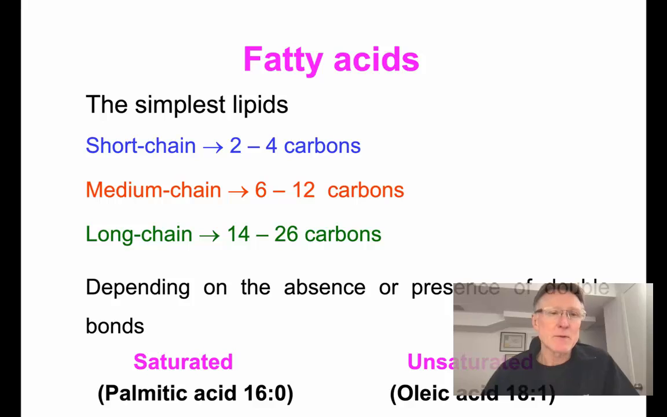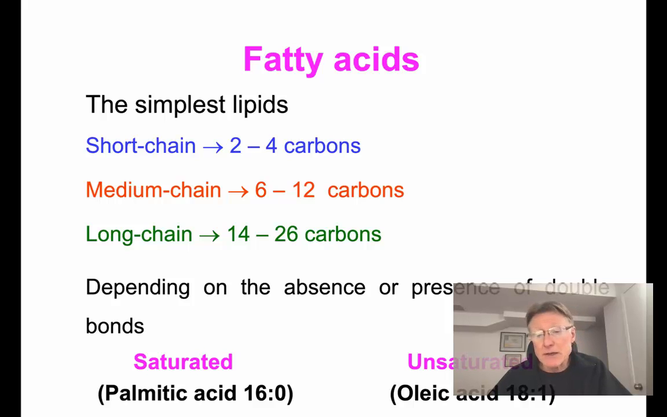So fatty acids, which are the simplest lipids, can be classified according to the length of their chain. For instance, we have short chain that contains 2 to 4 carbons, medium chain contains 6 to 12 carbons, and long chain 14 to 26 carbons. Now, depending on the absence or presence of double bonds, they can be classified as saturated or unsaturated. An example of saturated is palmitic acid, and the notation for it is 16-0. It means 16 carbons, 0, no double bonds whatsoever.